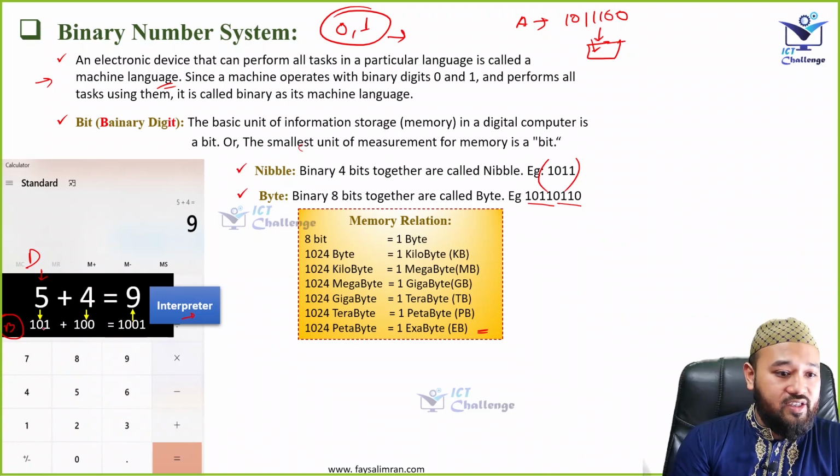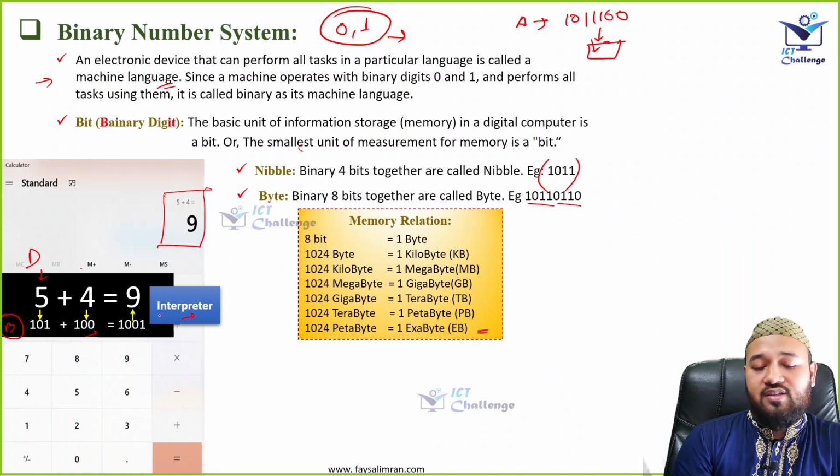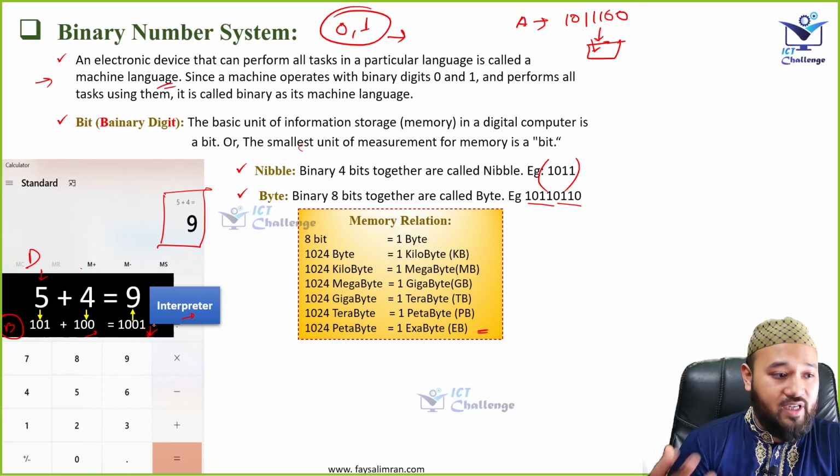So 5 is converted to binary, it's 101. How it converts, I will explain later. 4 is a decimal number, it converts to 100, and they calculate 101 plus 100 and get the result 1001. They do not give me this answer because we don't understand binary. That's why they convert it to our language, it is 9, and the device shows me this. So this execution happens inside the device, which the device does by itself.